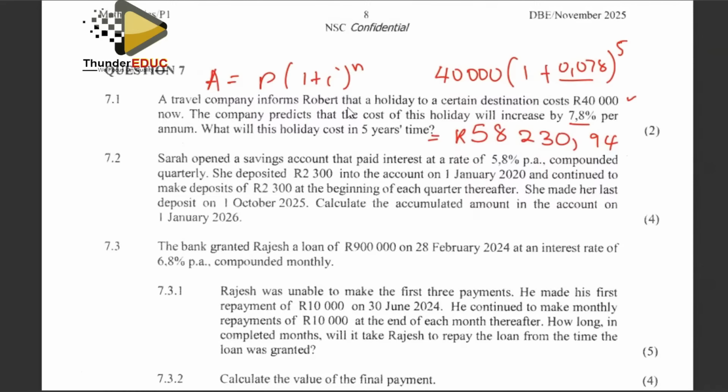Then 7.2. They're telling us that Sarah opened a savings account that paid interest at 5.8% per annum, compounded quarterly. She deposited 2.3 into the account on the 1st of January 2020 and continued to make such deposits of 2.3 at the beginning of each quarter thereafter. She made the last deposit on the 1st of October 2025. Calculate the accumulated amount in the account on the 1st of January 2026. Since it's a savings, we know that we're going to use the future value formula.